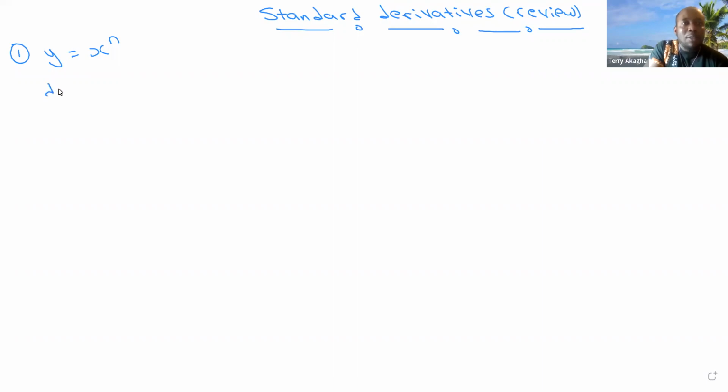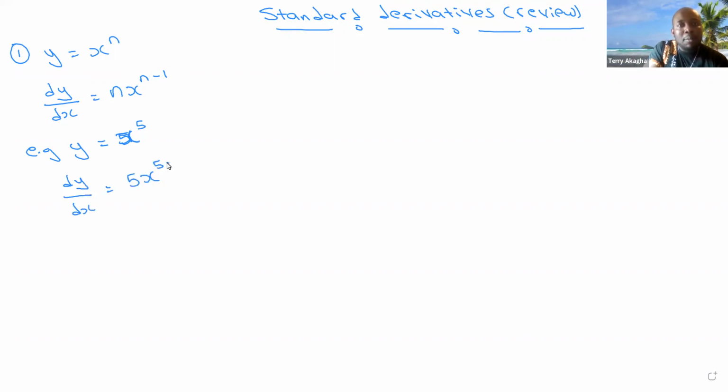So we have dy over dx is going to be, bring n down here, and be x to the n minus 1. For example, let's say y is equal to x raised to the power 5. Then dy over dx is going to be, you bring down the 5, then x to the 5 minus 1. So the derivative, dy over dx, is going to be 5x raised to the power 4. And that is that, as simple as that.